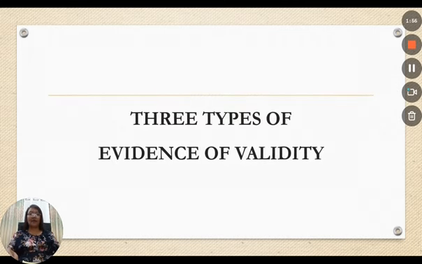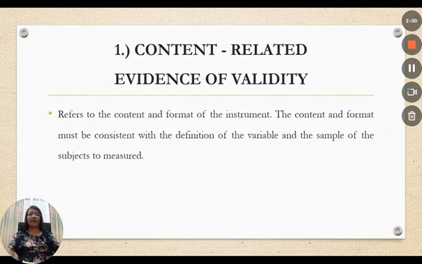We have three types of evidence of validity. First, content-related evidence of validity. It refers to the content and format of the instrument. The content and format must be consistent with the definition of the variable and the sample of the subjects to be measured.